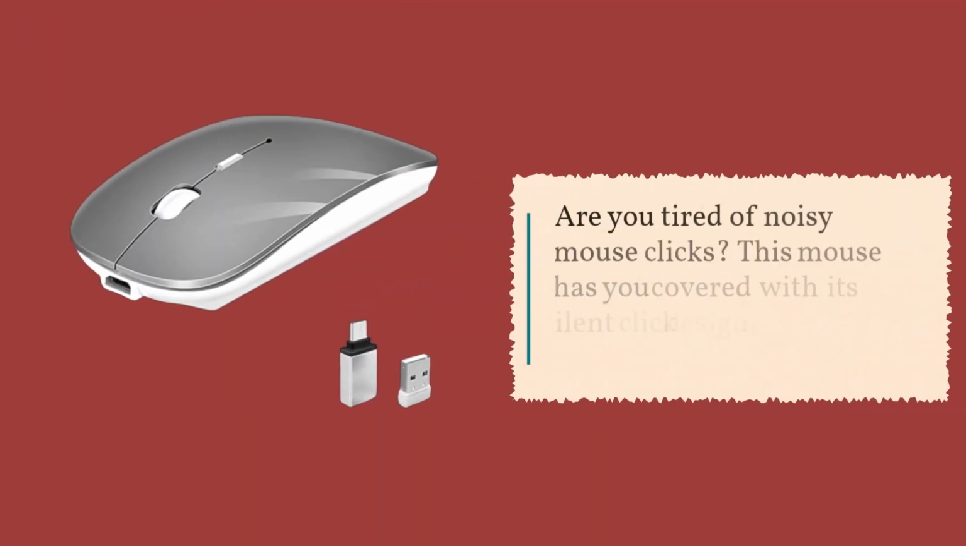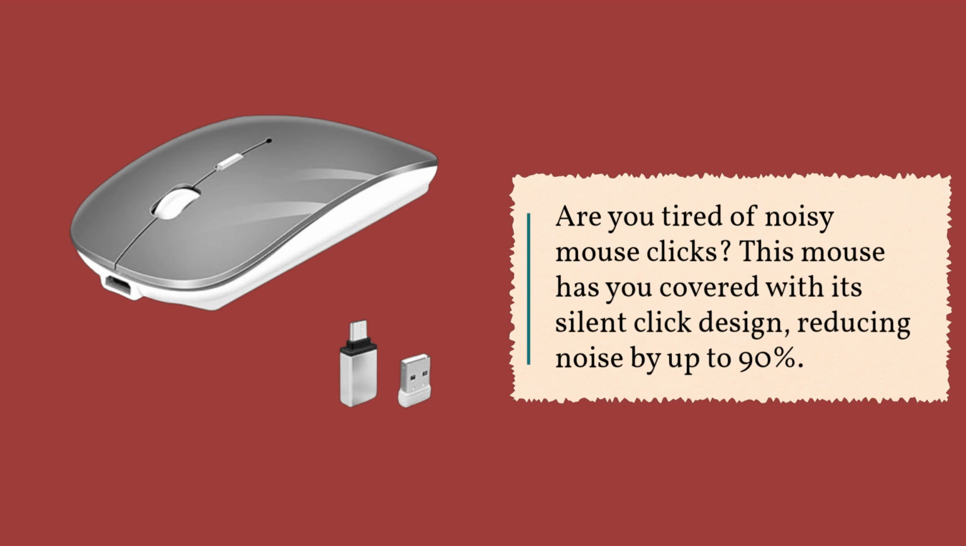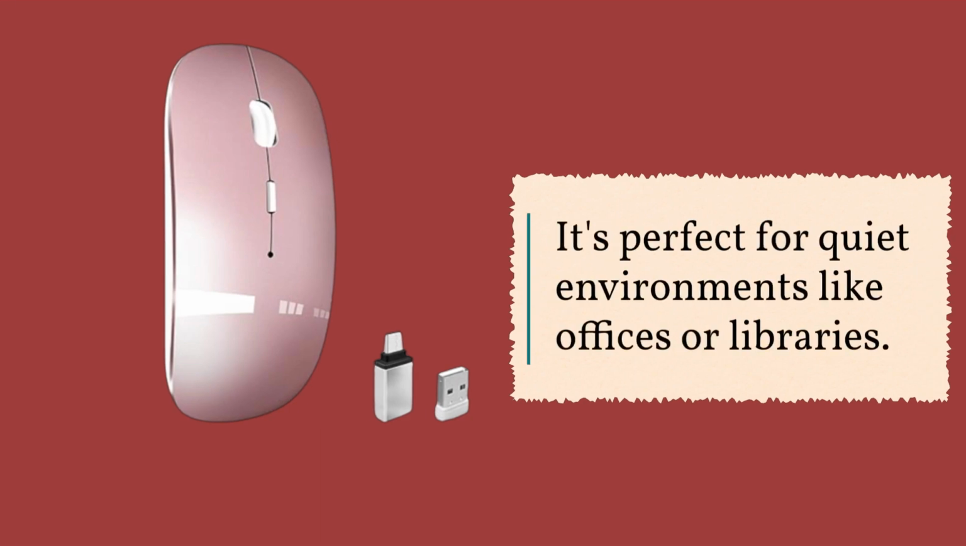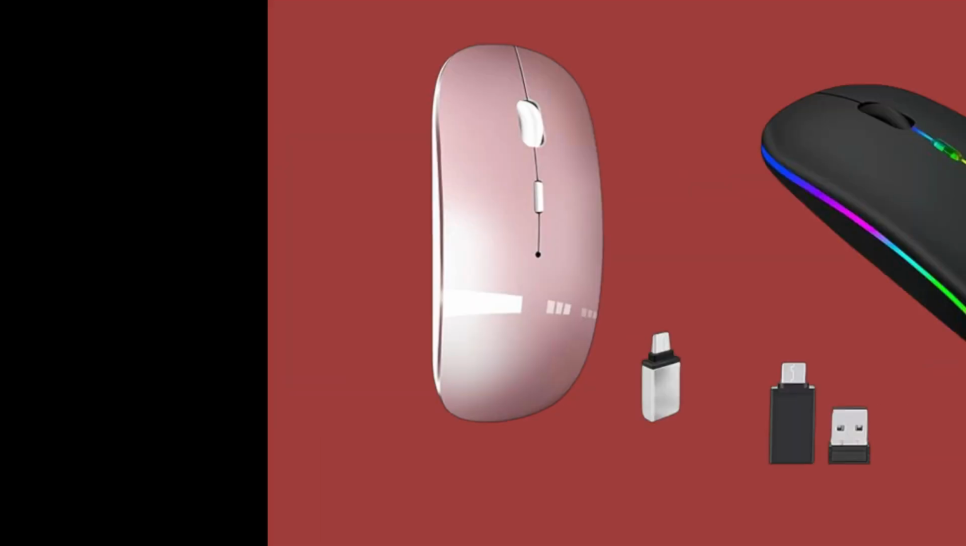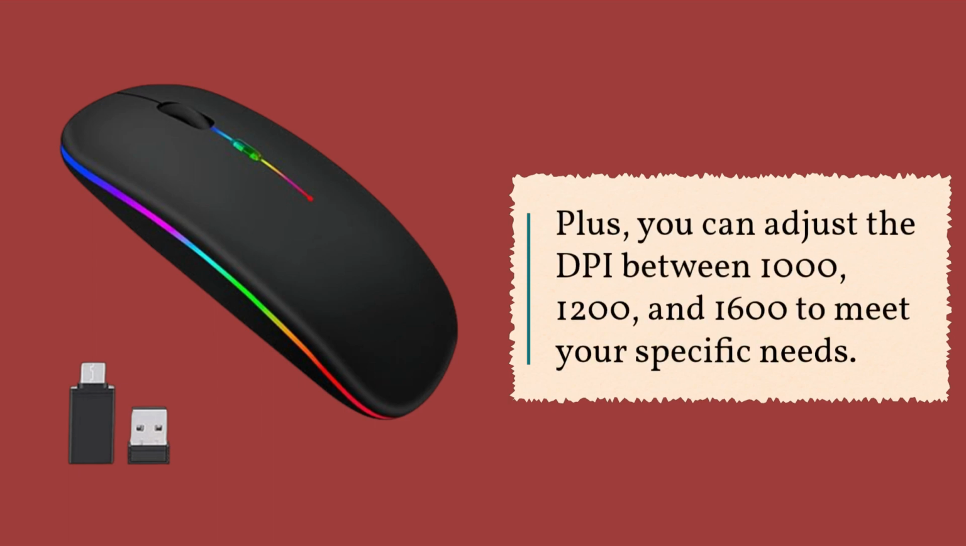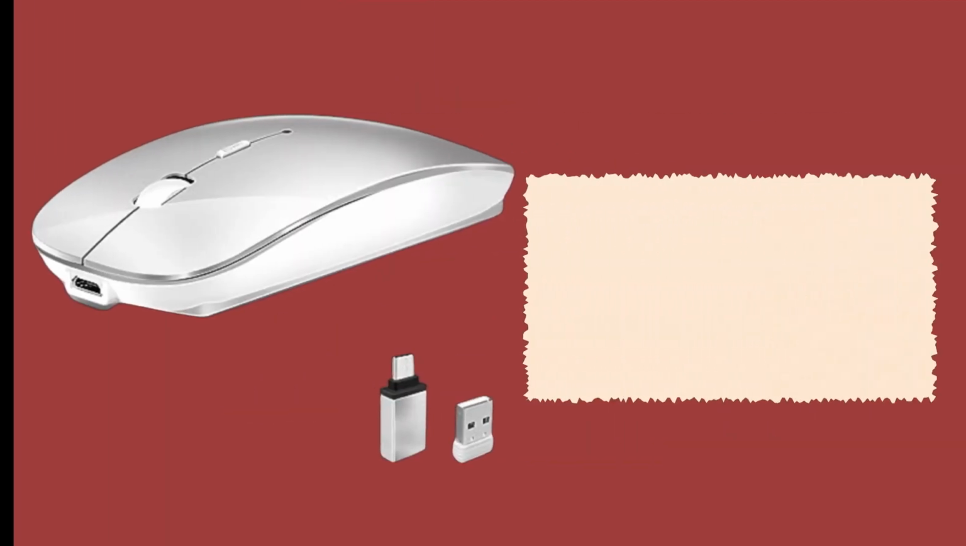Are you tired of noisy mouse clicks? This mouse has you covered with its silent click design, reducing noise by up to 90%. It's perfect for quiet environments like offices or libraries. Plus, you can adjust the DPI between 1000, 1200, and 1600 to meet your specific needs.